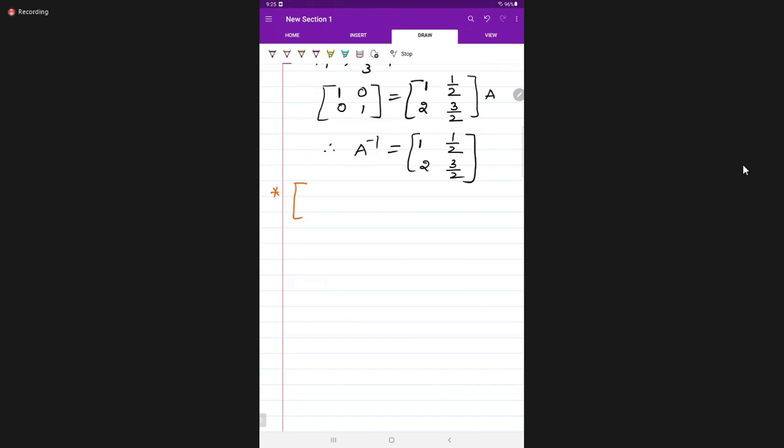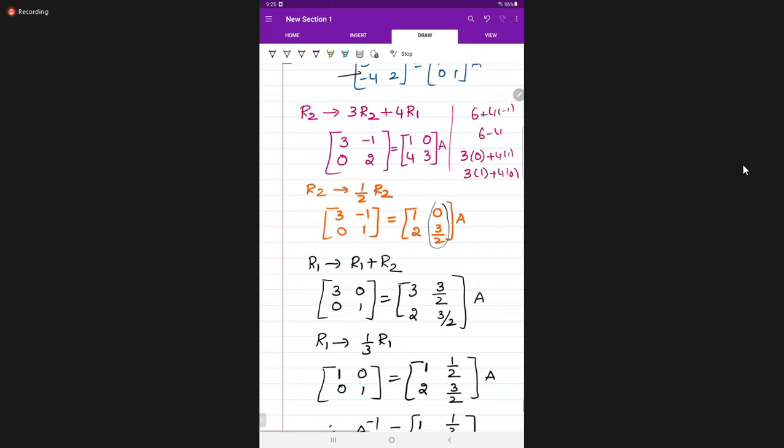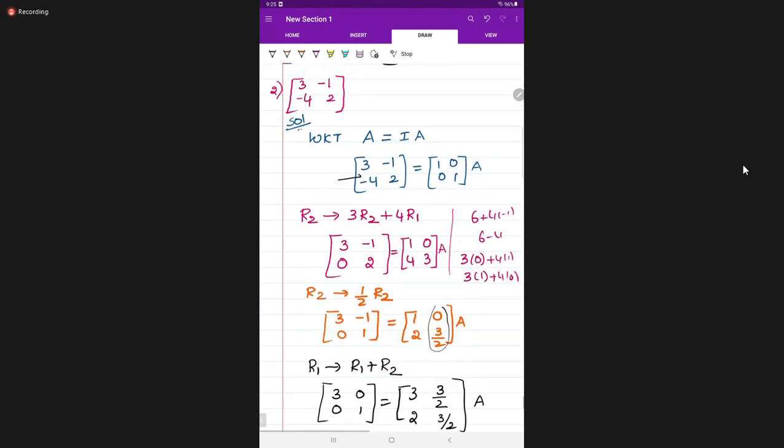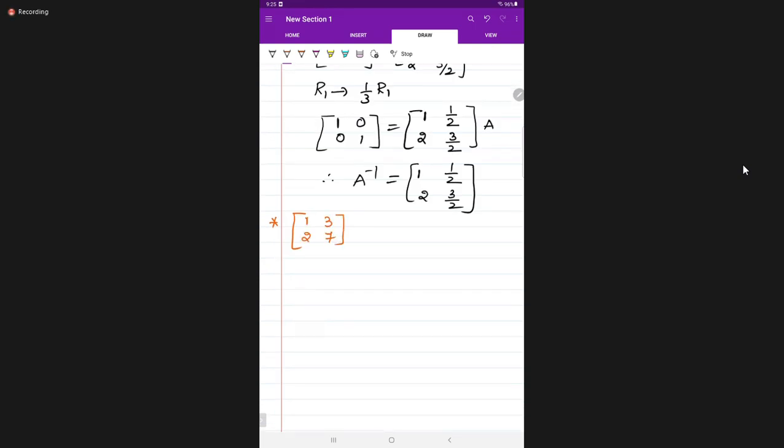What is the question? 1, 3, 2, 7. Yes. What's the name, ma'am? Please respond. Now tell me, you only tell the answer. What's the name? First one. Shubham. Your name? Shubham. Shubham, tell me. A is equal to. Do you know that? A is equal to.